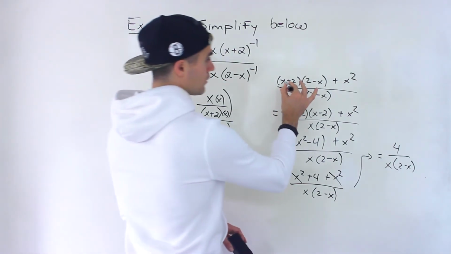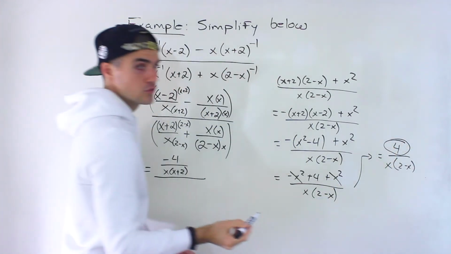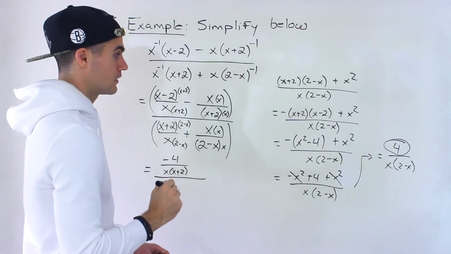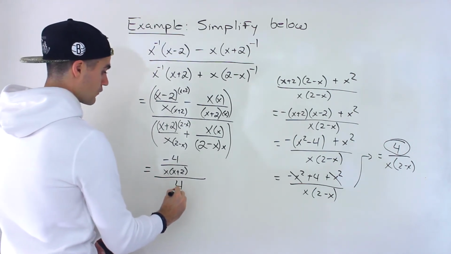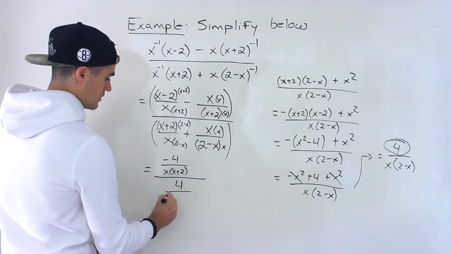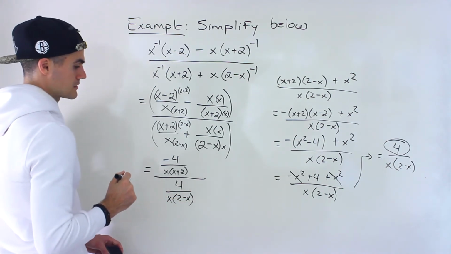So if you did want to FOIL from here and then simplify with the x squared, just make sure, whichever way you do it, that you're getting a 4 in the numerator. That's what it's going to simplify to. So this would end up being 4 over x times 2 minus x.